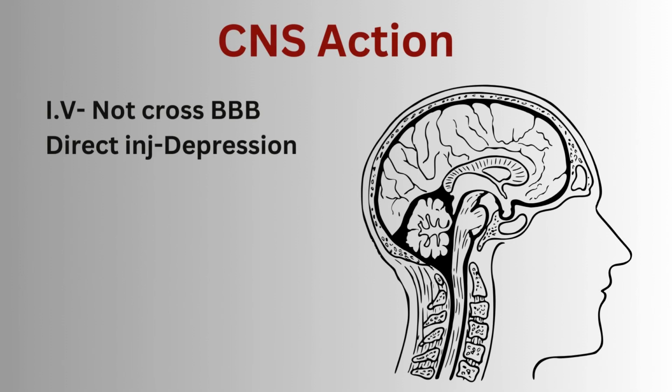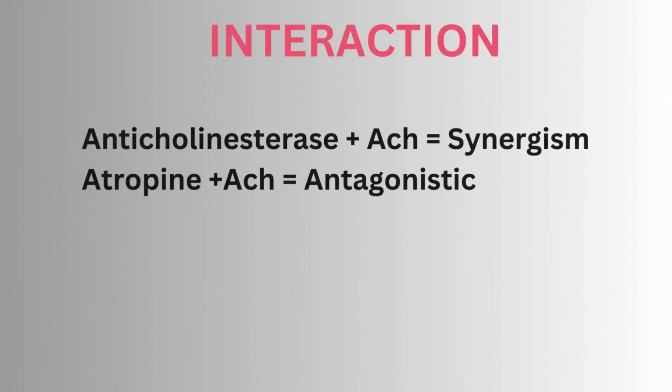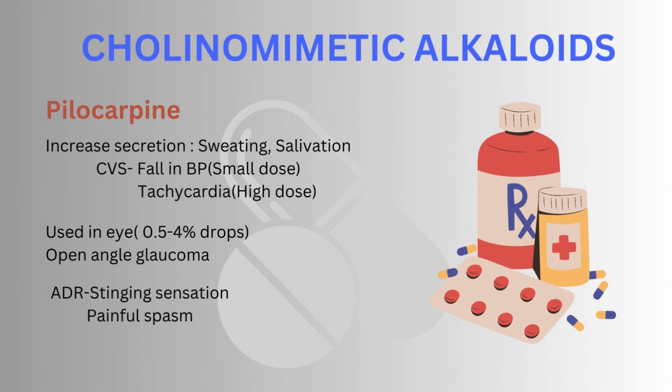On direct injection into the brain, it produces an arousal response followed by depression. It produces complex behavioral and neurological effects. When anticholinesterase is coupled with acetylcholine, it leads to synergistic action, and with atropine it produces antagonistic action. An example of cholinomimetic alkaloids is pilocarpine. Pilocarpine increases secretions such as sweating and salivation.